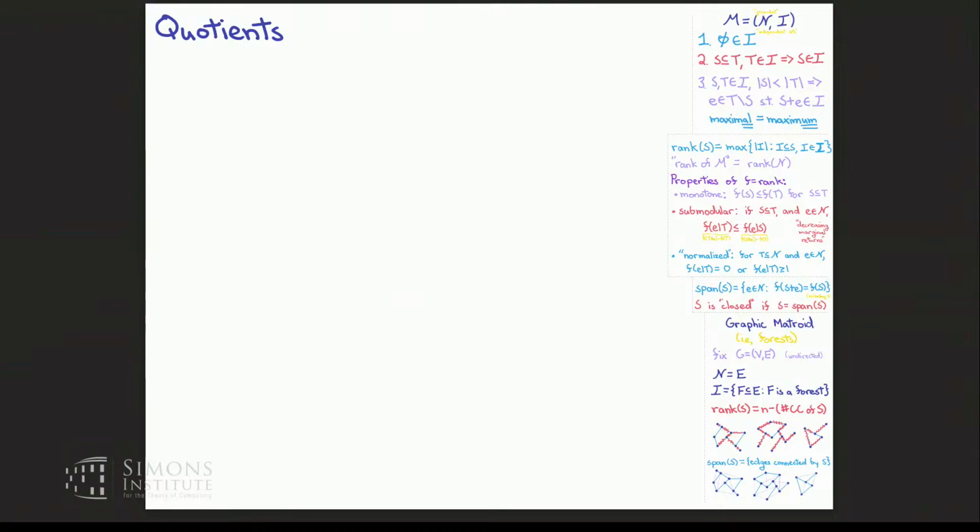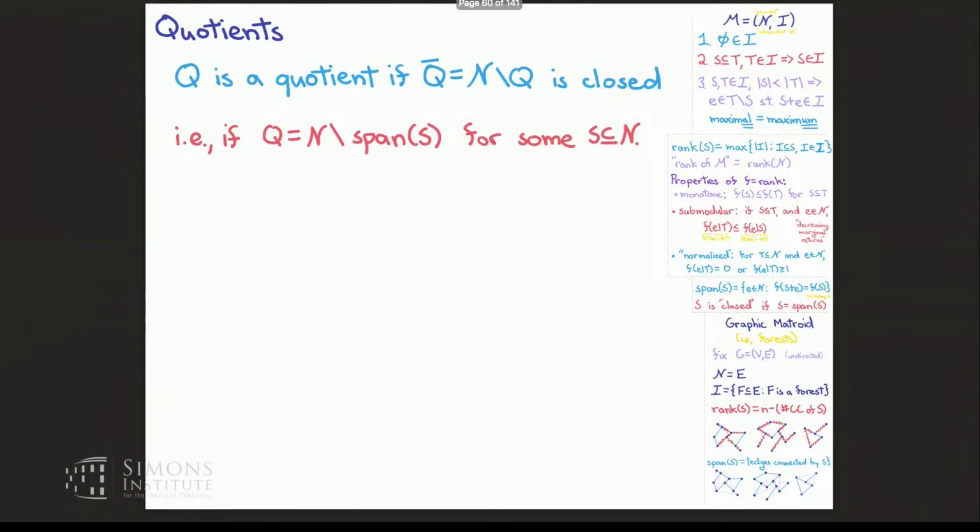Making progress. We finally got to one term from the title. Okay, so a quotient. A quotient is a complement of a closed set. So Q is a quotient if I look at its complement and it's closed. Or I can say, I look at the span of some set, which is automatically closed. What's everything else that's not spanned by S? That's a quotient.